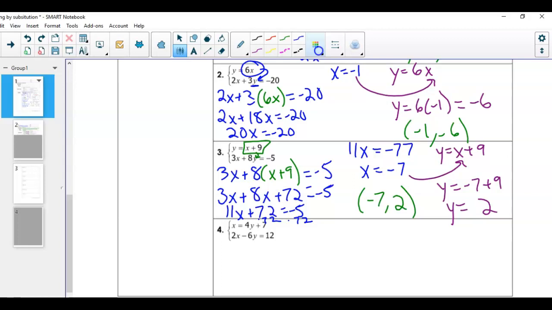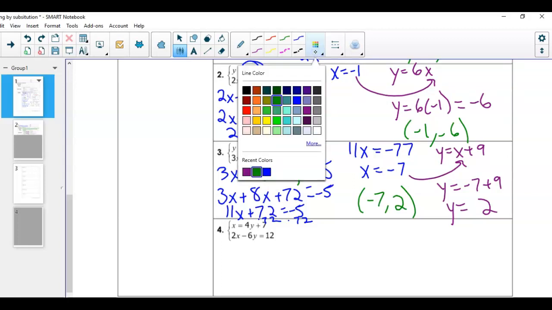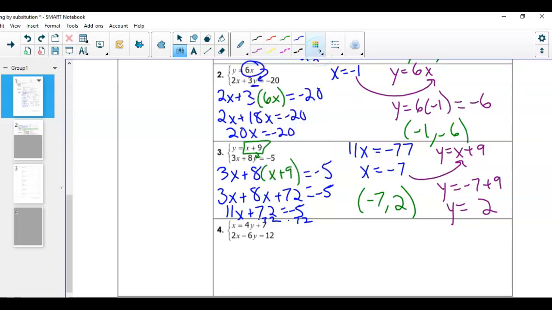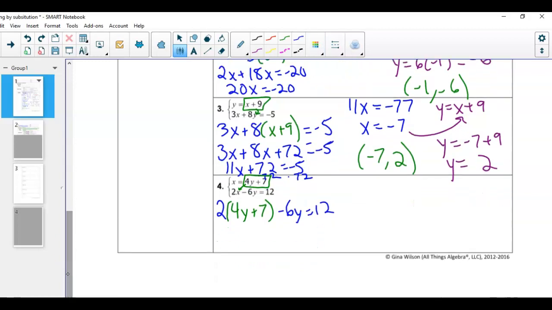Okay, number 4. This one now has an x equals, so be careful. It won't just always have y. This now has an x equals, so I'm going to put this in for the x in the other equation instead of y. So when I rewrite this equation, and I almost did it, I'm going to put this in for x now instead of y. And I am now going to solve this for y instead of x.